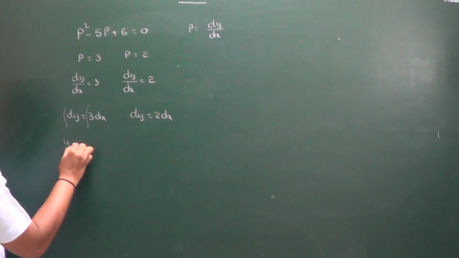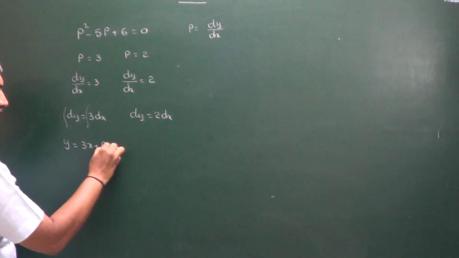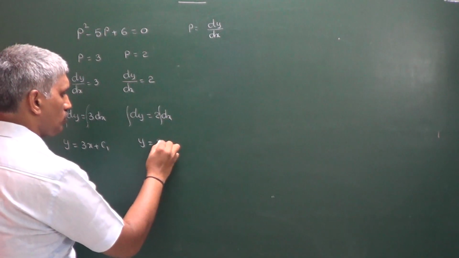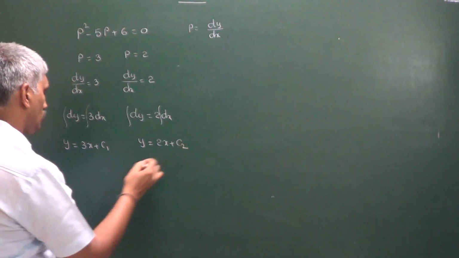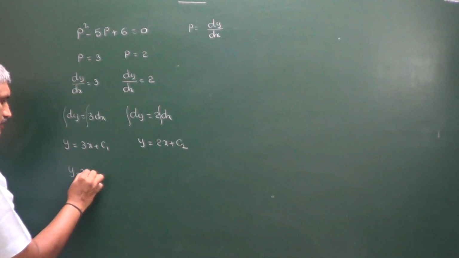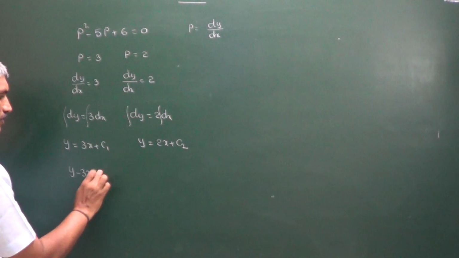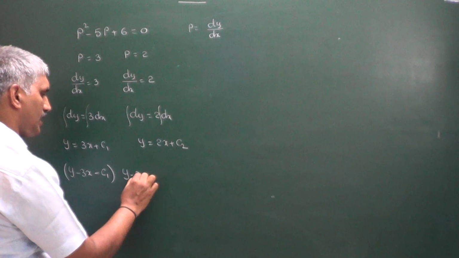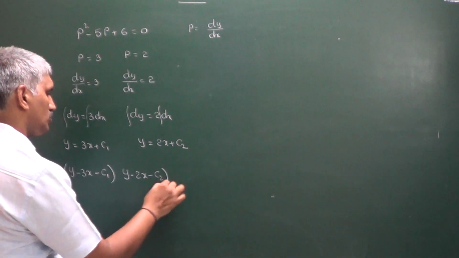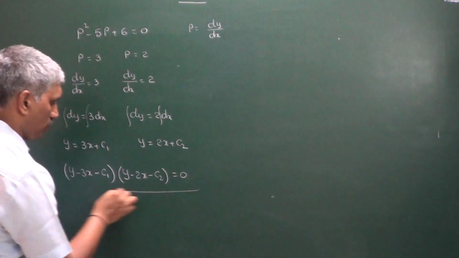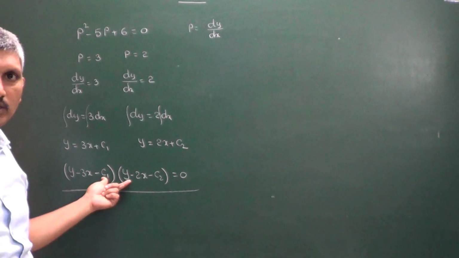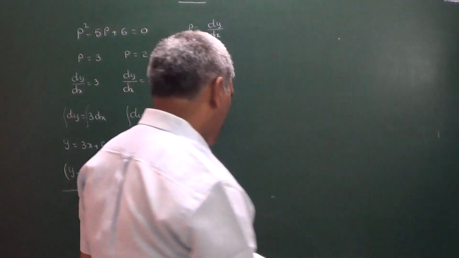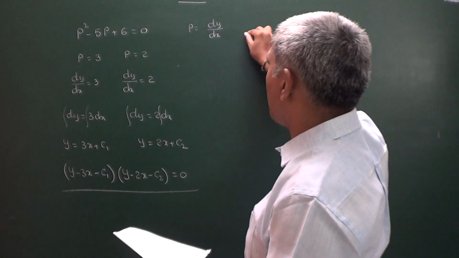We will get y = 3x + c1, whereas here y = 2x + c2. So we can write (y - 3x - c1)(y - 2x - c2) = 0. So this is the solution curve for this differential equation. Okay, so let's have a discussion of another question of the same type.